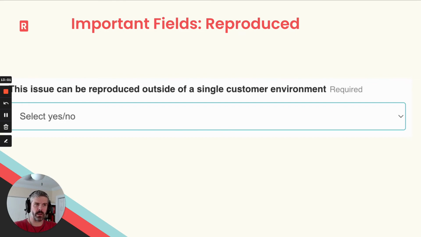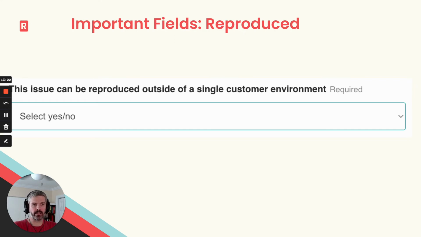If installing that same application and configuring it in a test environment does not fail, this question should be answered no to indicate that the site where it is failing is where we need to focus our investigation. If you've not attempted to reproduce, you should also answer no to this question. You should only be answering yes if you have a confirmed way to reproduce.